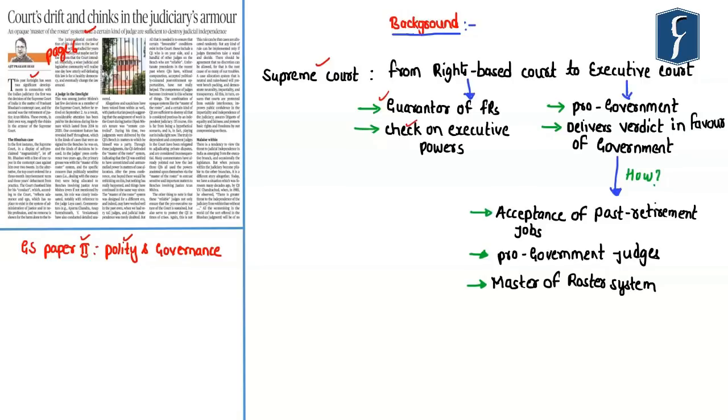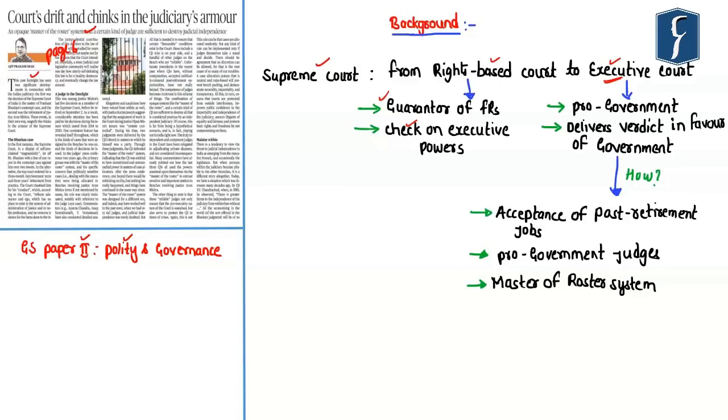However, a number of legal scholars and legal luminaries have highlighted that in recent times there has been a marked shift in the stance of the Supreme Court from a rights-based court to an executive court. Now, what exactly do you mean by the executive court in this particular context? An executive court is a court that fails to keep a check on the executive powers.